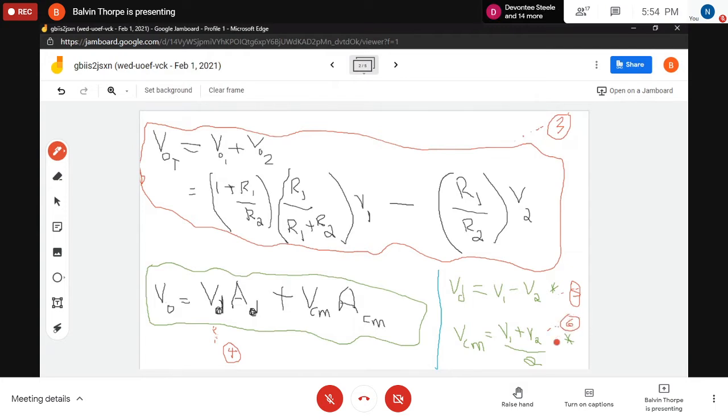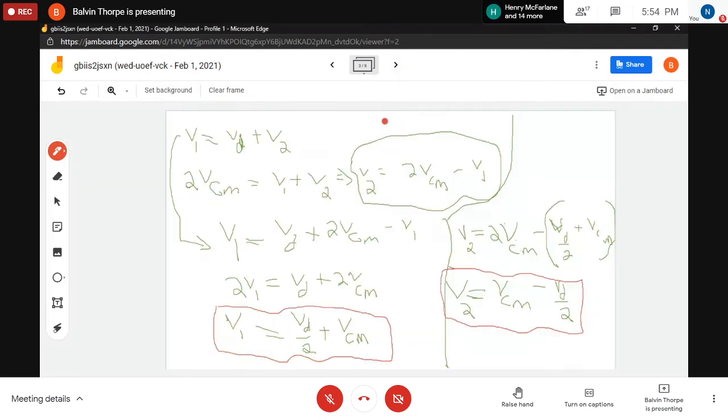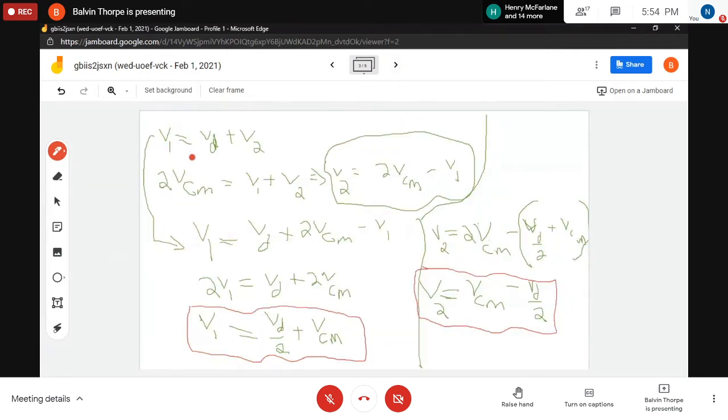Okay? So, from equation 5, we can then make V1 the subject of the formula. Since VD equals V1 minus V2, V1 is going to be VD plus V2. Right? And from equation 6, you'd agree with me that 2 VCM equals V1 plus V2, right? Therefore, we can write V2 now.